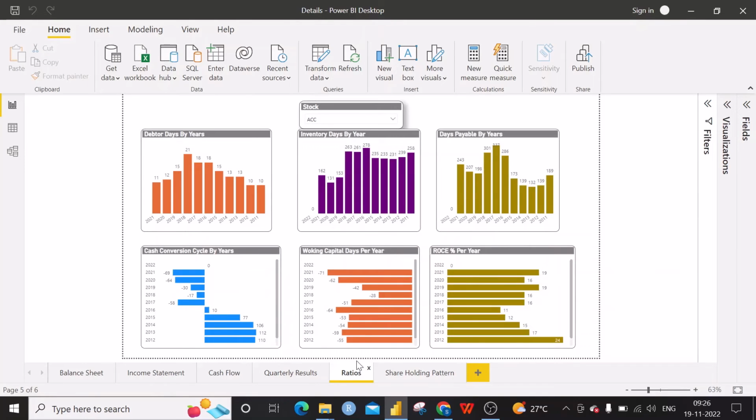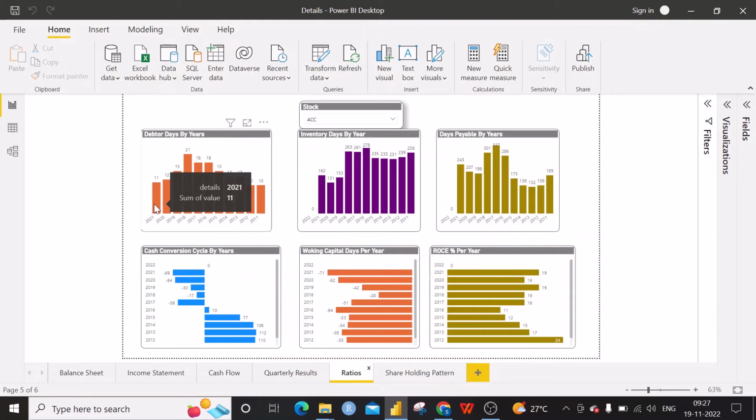These ratios are given by the company. They also come with the financial statements. The first one is the debtor days. The debtor days is the average number of days taken to collect the money from the customers, that is, to collect the money from the accounts receivable. It shows that in 2021 it is 11 days. It is really good. ACC management is capable of collecting the money quickly, and they also seem to have a good, stringent policy in getting the money into the company.